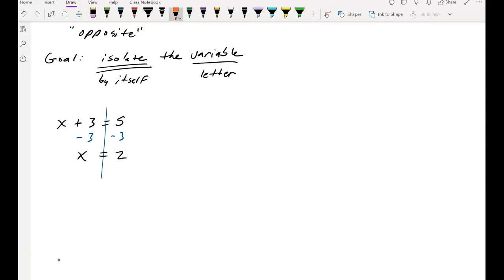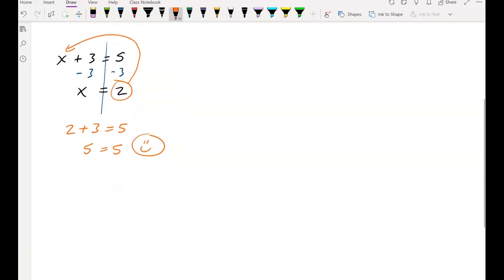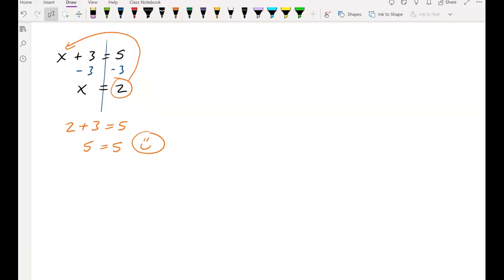Now, we can use a check. We'll say now that we know that x is 2, we put 2 back in for x, and we go, okay, well, 2 plus 3, does that equal 5? Well, yeah, of course. 2 plus 3 is 5. 5 equals 5. It all checks out. Everybody's happy. Everything's right with the world. We are good to go. So that's an addition equation that we solved using inverse operations.